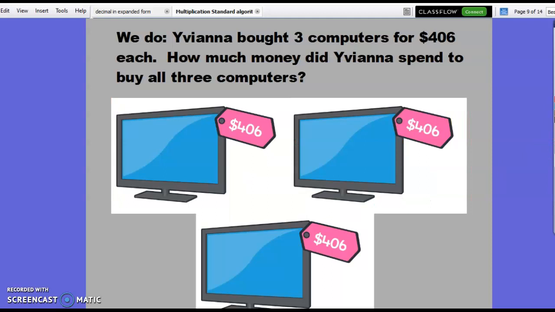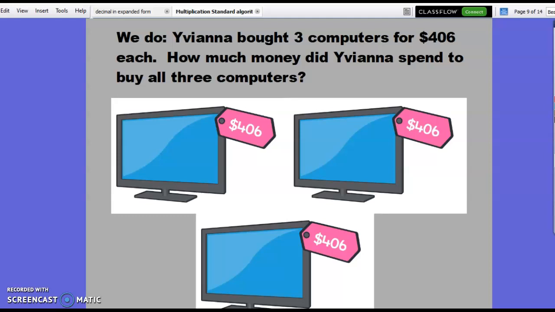And here's another one. Eviana bought 3 computers for $406 each. How much money did Eviana spend to buy all 3 computers? So here this is a multiplication equation again, or you could do repeated addition, but we're practicing our standard algorithm. So I want you to pause the video here. See if you can write down the standard algorithm equation of multiplying 406 times 3, and see if you can find your product using your standard algorithm.